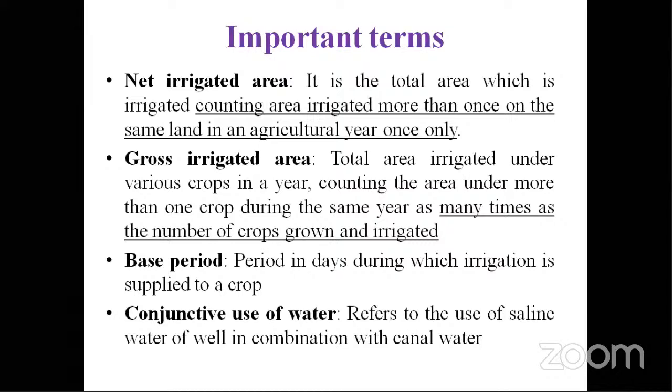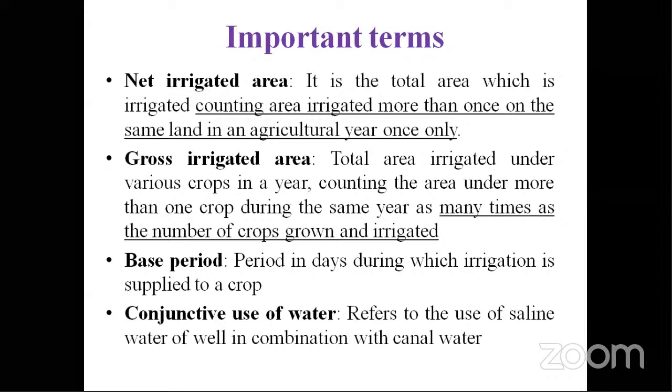And one more important term is irrigation intensity. It can be calculated by dividing gross irrigated area by the net irrigated area. Next one is base period. The period in days during which irrigation is supplied to a crop is called the base period. Suppose a maize crop has a duration of around 120 days and we are irrigating for 20 days at different times. That means the base period of maize crop is 20 days.